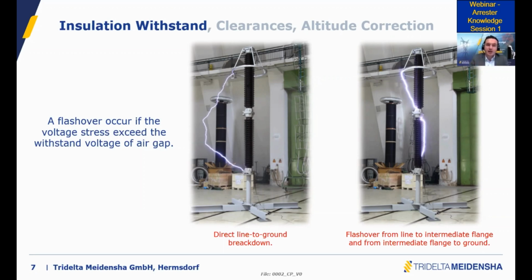I'm just taking a quick question from Vishnu K. Which IEEE standards deal with altitude correction? If my memory is good, it's C62.22 and C62.11, but both actually. So C for the surge arrestor, C62.11 and C62.22.